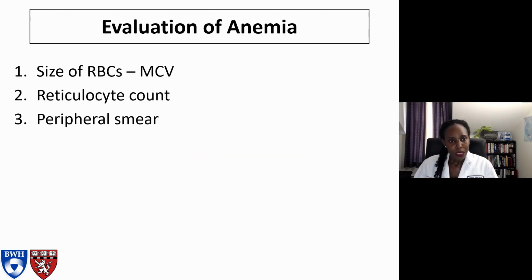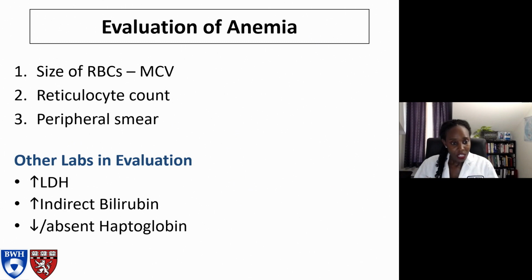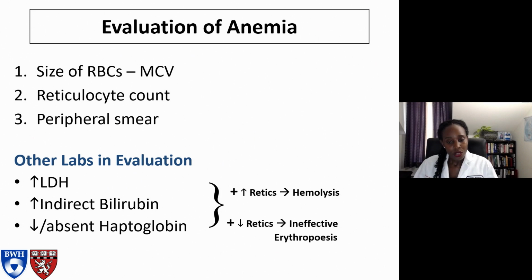In evaluating anemia, we also pay attention to the size of the red cells and the peripheral smear. And in addition, an increased LDH, hyperbilirubinemia, that's indirect, and the absence of haptoglobin, when associated with an elevated reticulocyte count, indicates hemolysis. And when those are associated with a low reticulocyte count, it indicates ineffective erythropoiesis.